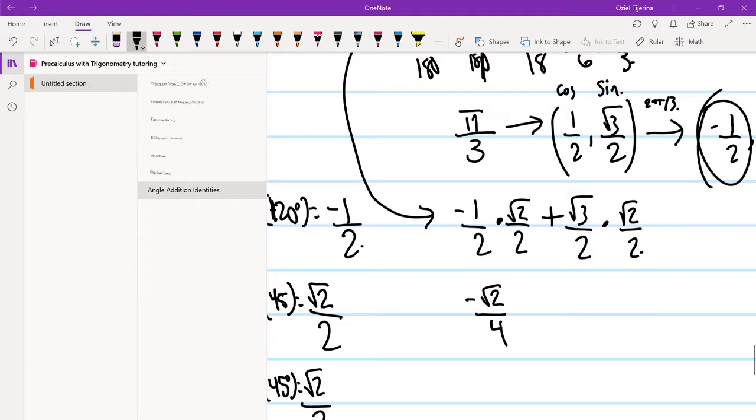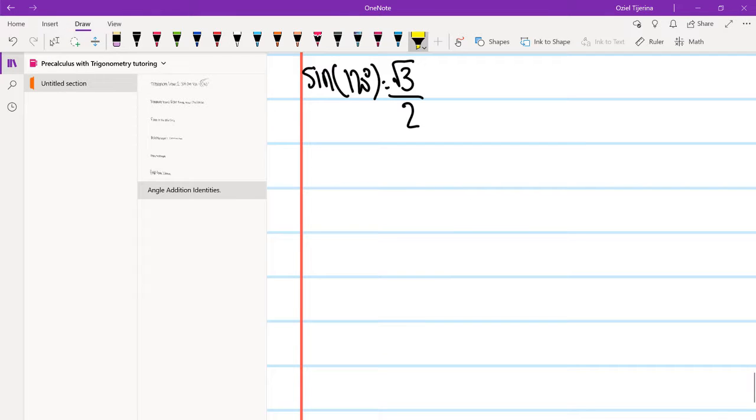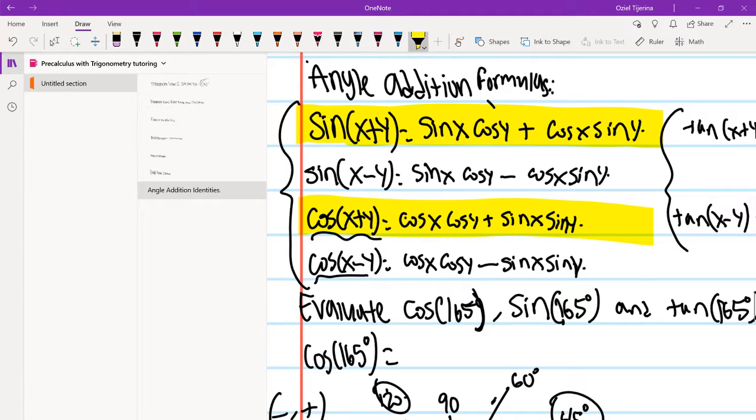And that would be your answer for that one. And then for the sine of 120 degrees, you would use this one, since you're adding them again. But if you want to do the sine of 165, you would do this one.